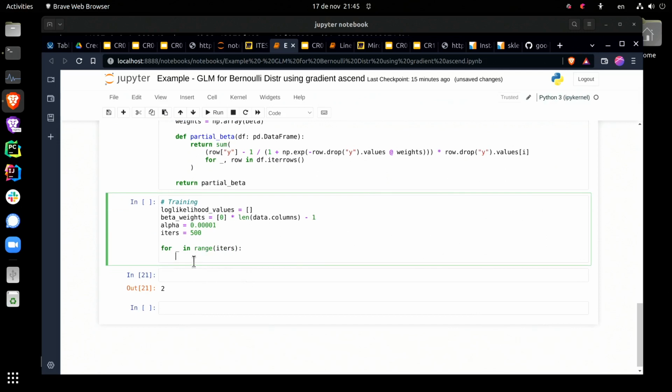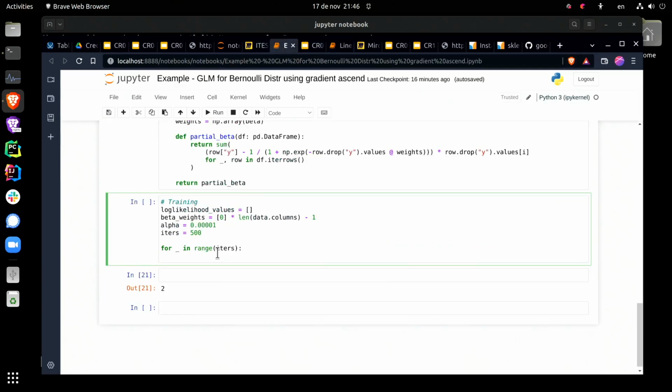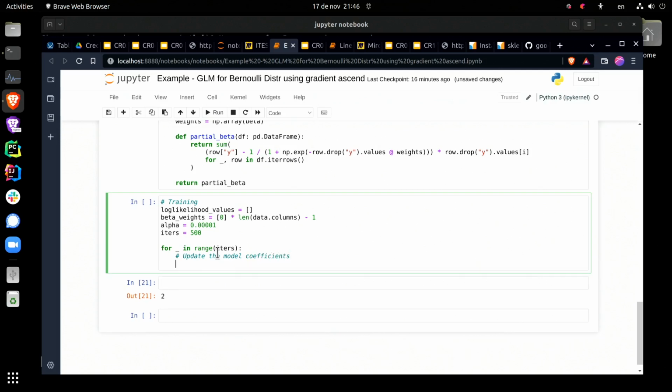Now for each iteration, let's follow the same template as in here. We need to calculate the partial derivative for beta 0 and beta 1 and update the values. But instead of doing it sequentially like this, we can just do it over a for loop, right? So let's update the model coefficients.